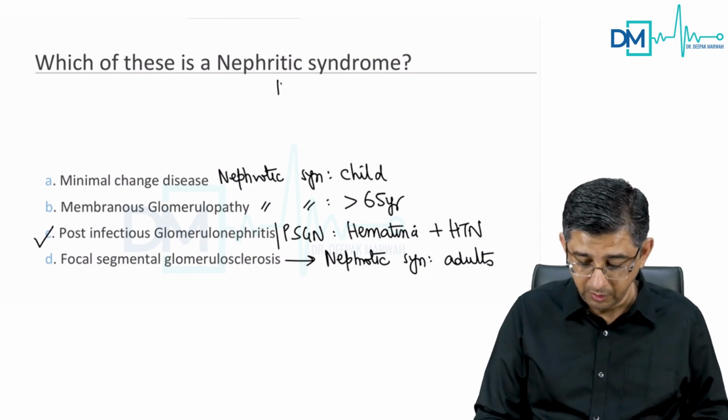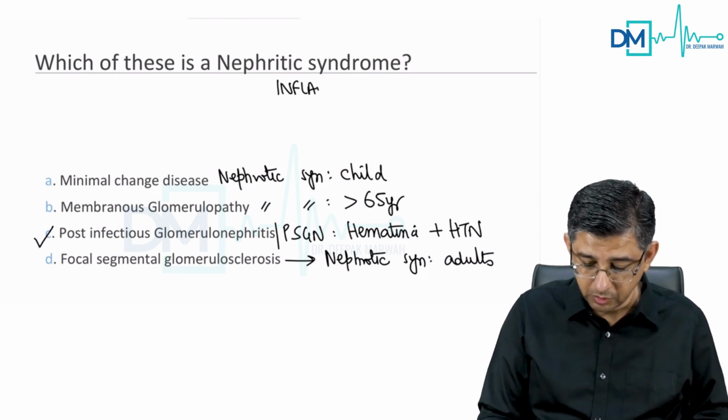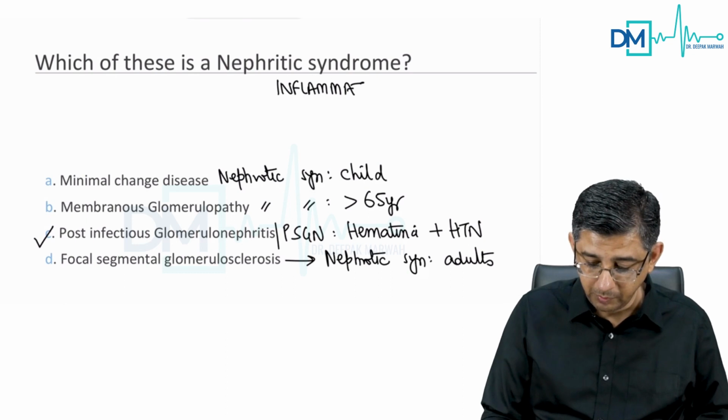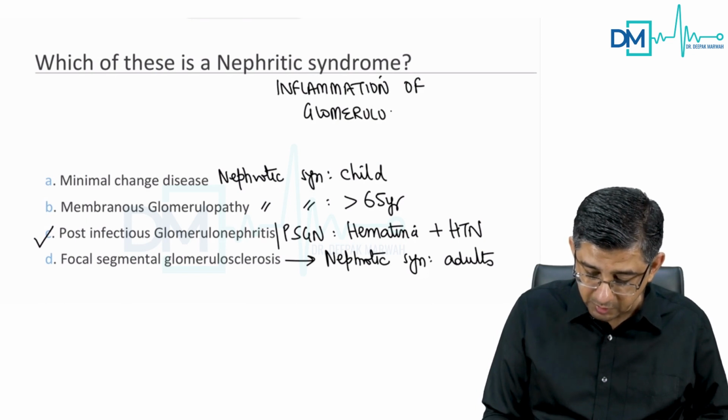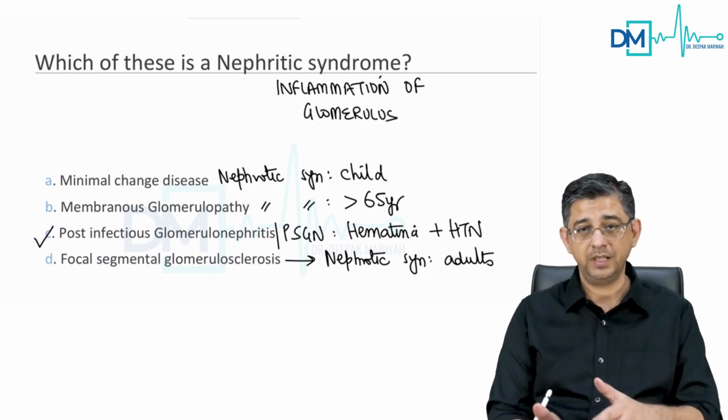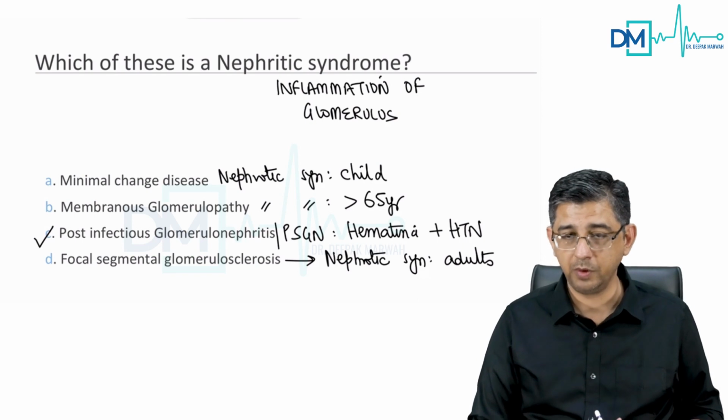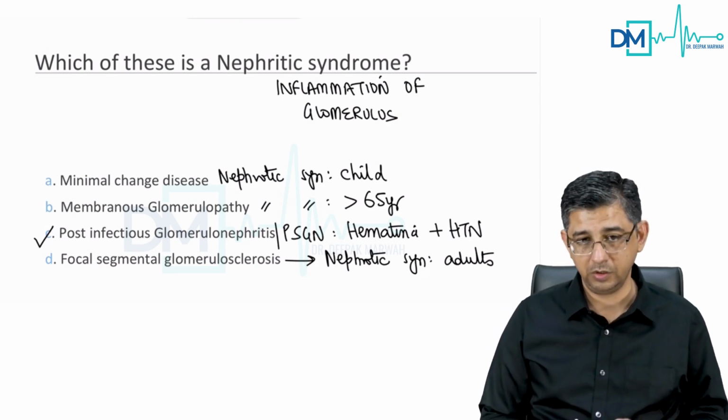In nephritic, you have an 'itis', which would mean there's inflammation of the glomerulus. Inflammation of the glomerulus will cause RBCs to leak, and therefore you have hematuria. Do you have RBCs in the urine of a normal person? Yes, less than 3 RBCs per high power field. If you're more than 3, that is obviously abnormal.